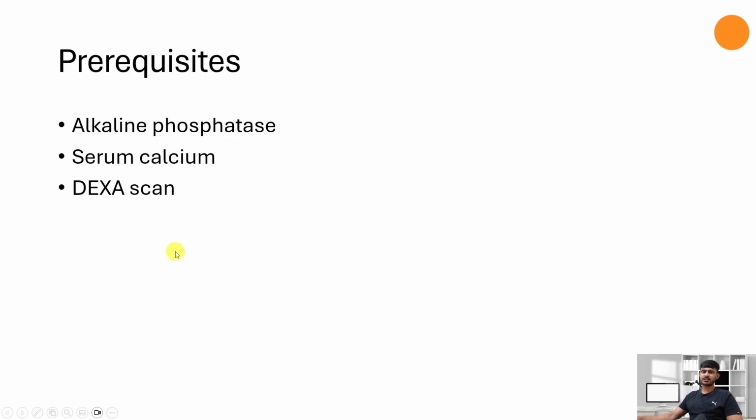So prerequisites, what blood tests should we do? We should make sure that the patient has good vitamin D levels, the serum calcium is within normal limits, alkaline phosphatase is within normal limits, and some insurance companies require us to do a DEXA scan in order to justify teriparatide. So we might have to get a DEXA scan and prove that the patient has osteoporosis.